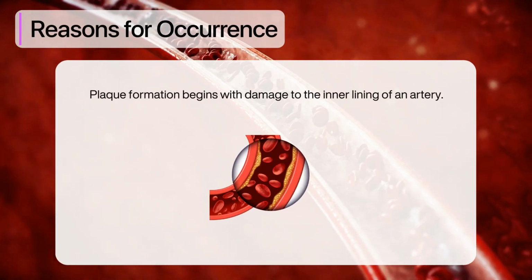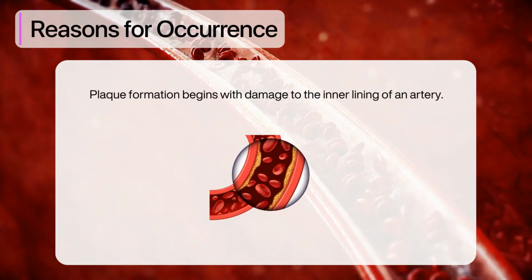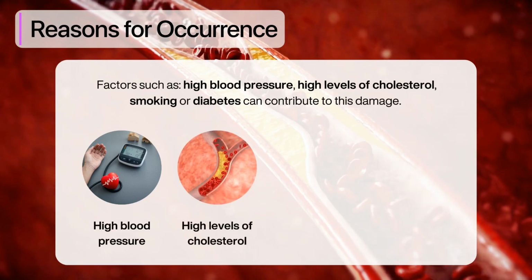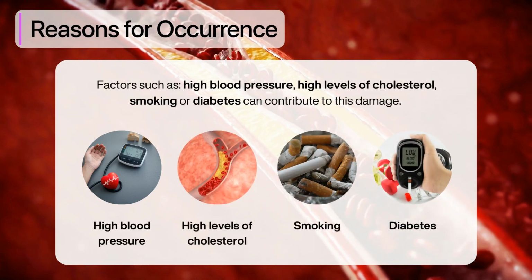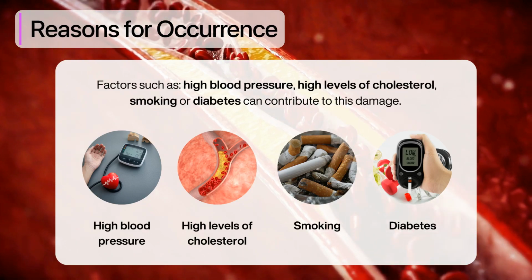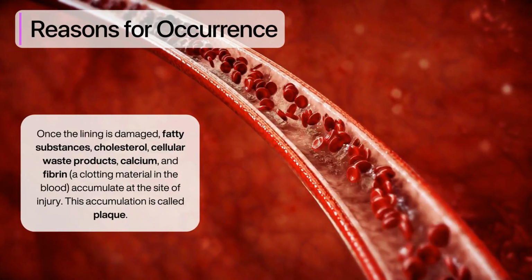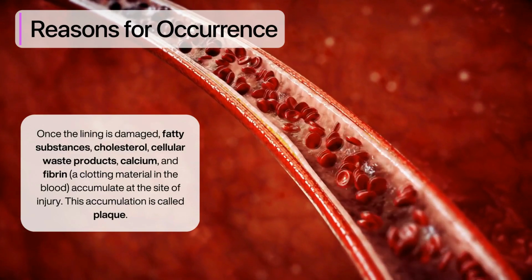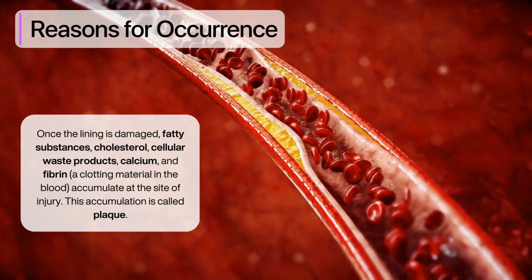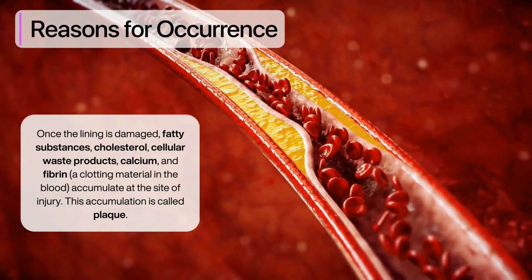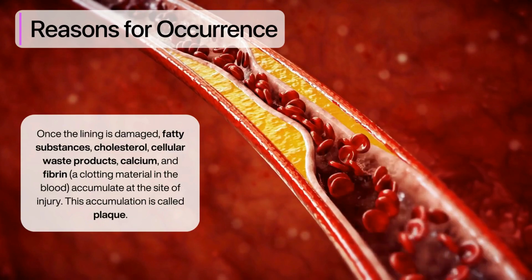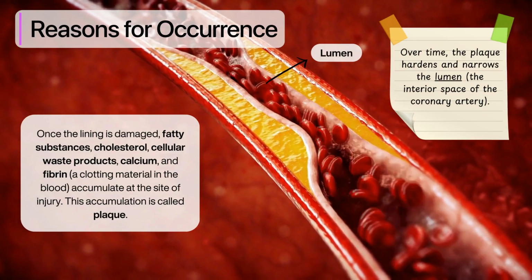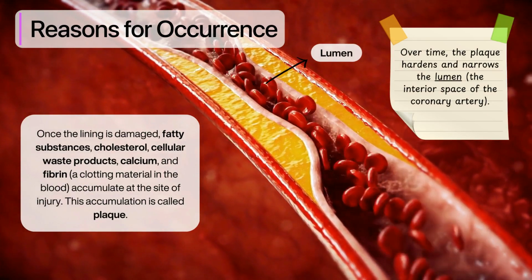Plaque formation begins with damage that occurs to the inner lining of an artery. Factors such as high blood pressure, high levels of cholesterol, smoking, or diabetes can contribute to the damage. Once the lining is damaged, fatty substances, cholesterol, cellular waste products, calcium, and fibrin, a clotting material in the blood, accumulate at the site of injury. This accumulation is referred to as plaque. Over time, the plaque hardens and narrows the lumen, which is the interior space of the coronary artery.